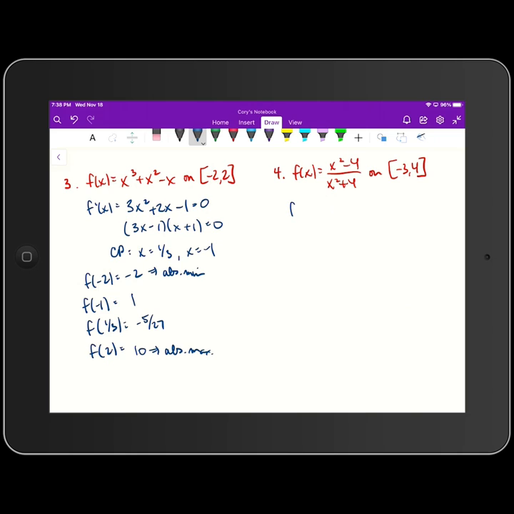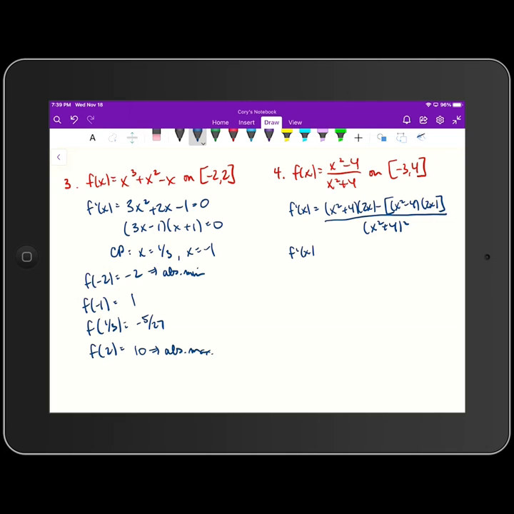Okay, so we want to find the critical points. We're going to take the derivative of this function using the quotient rule. So the derivative is going to be low d high, the derivative of the top function, which is 2x, minus high d low, the derivative of the bottom function, which is 2x, all over low, which is x squared plus 4 quantity squared.